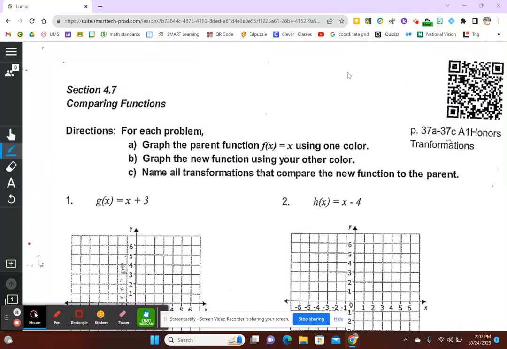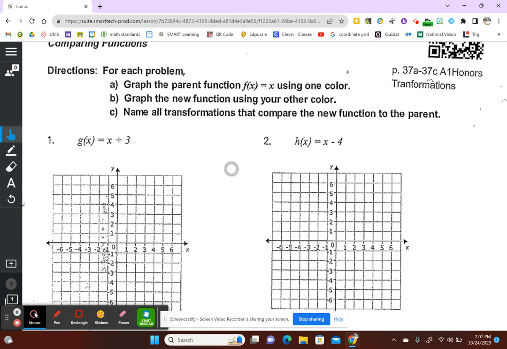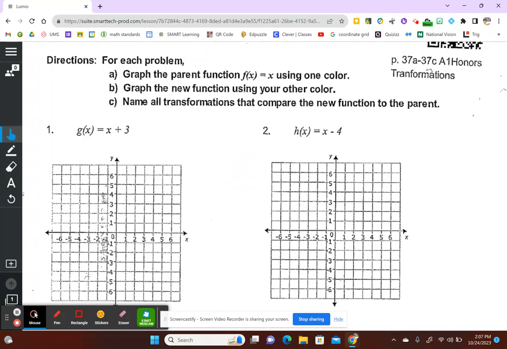Okay, so looking at the handout that you got, we are going to go over section 4.7, comparing functions, and we're going to go over transformations of functions. So, what I want you to do now, if you have two different colored pencils, or if you want to grab colored pencils from the back, that is fine. Or you could just do this all in one color.